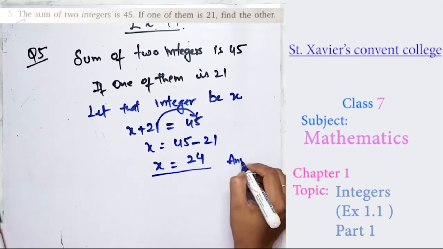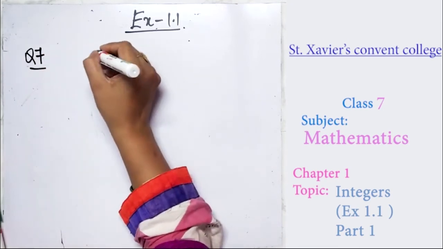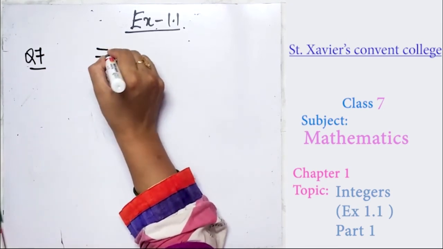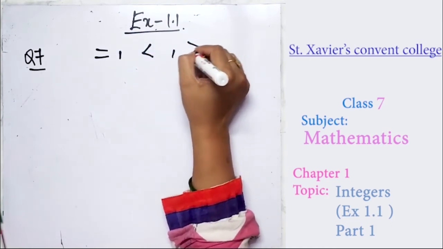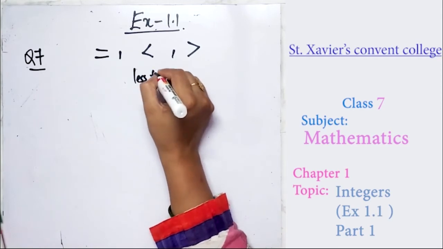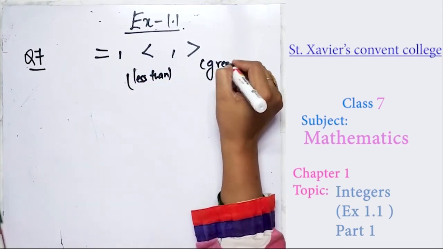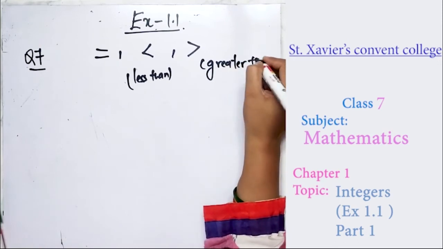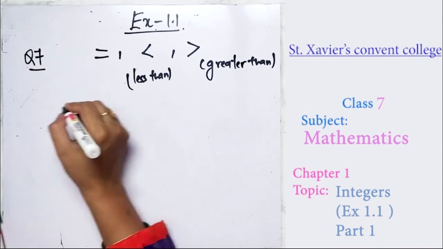This is your answer. Question number 7, in which you have to insert the sign: equal to, less than, or greater than. This is the less than sign and this is the greater than sign, and equal, I think you should know. Now we will discuss the questions based on the same.